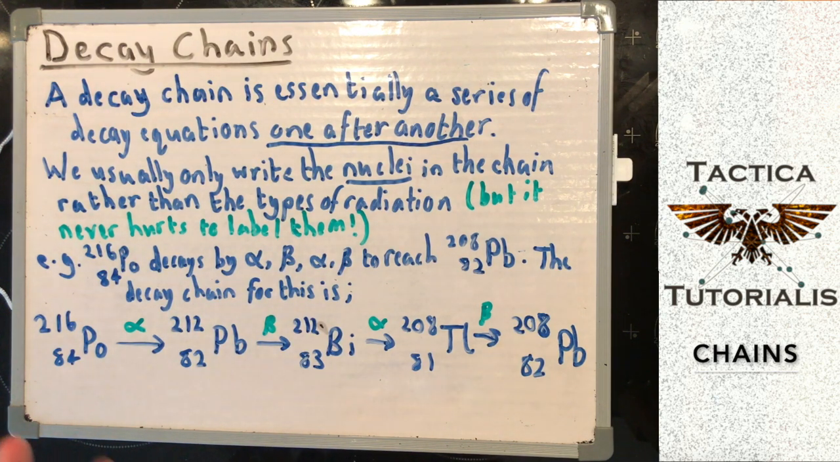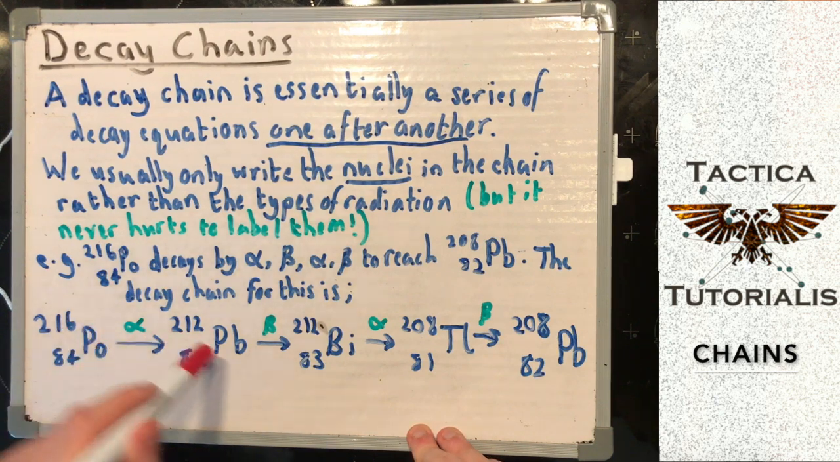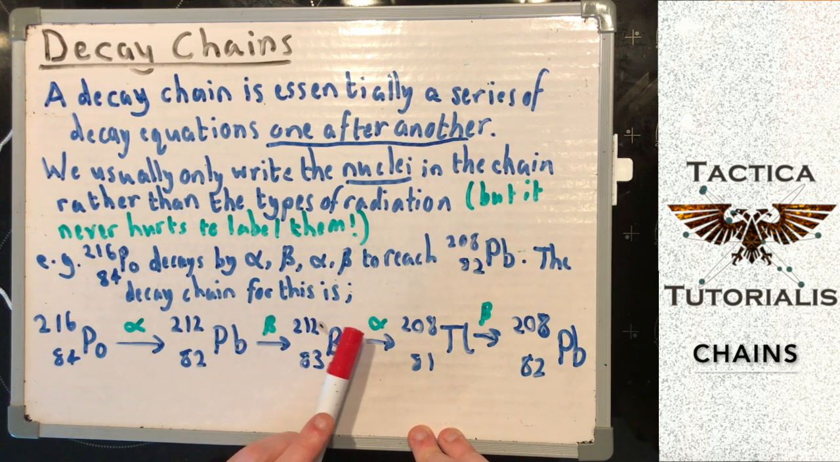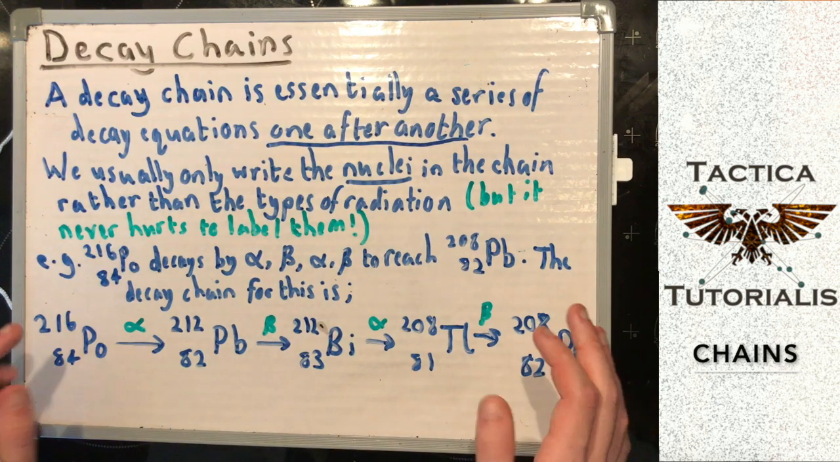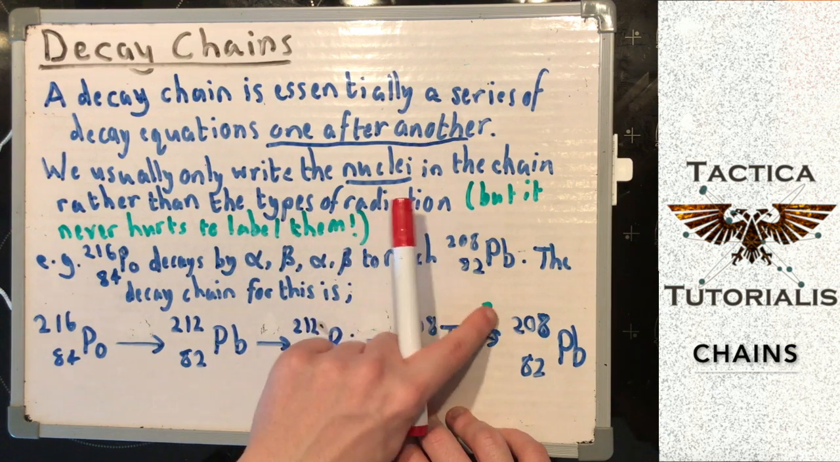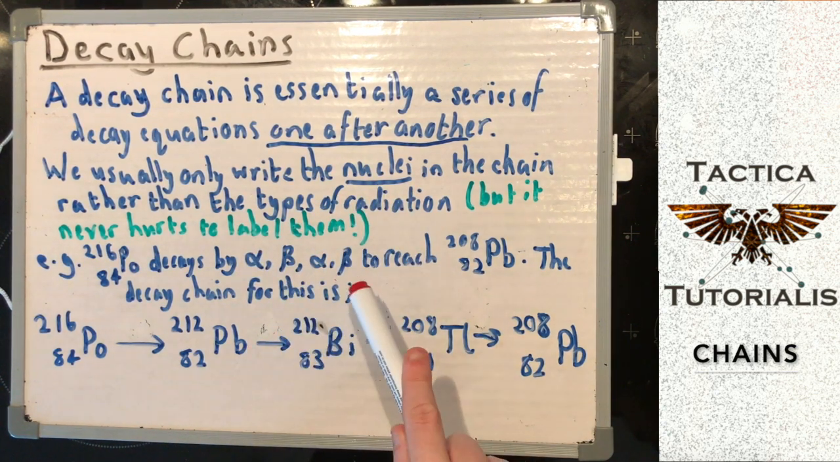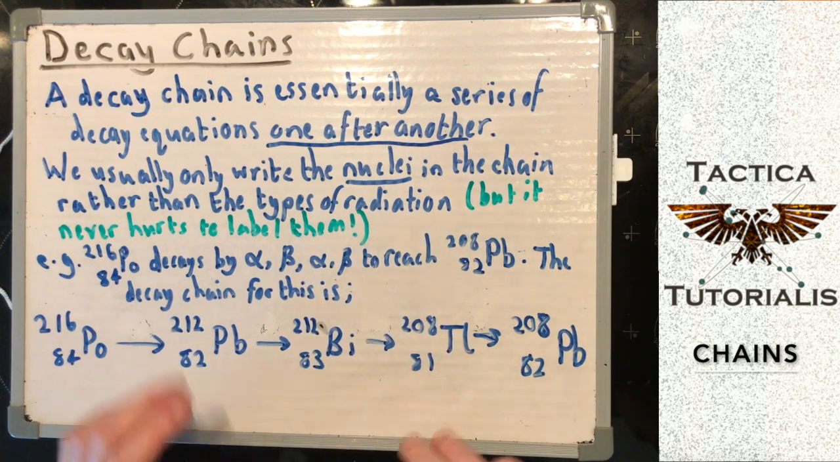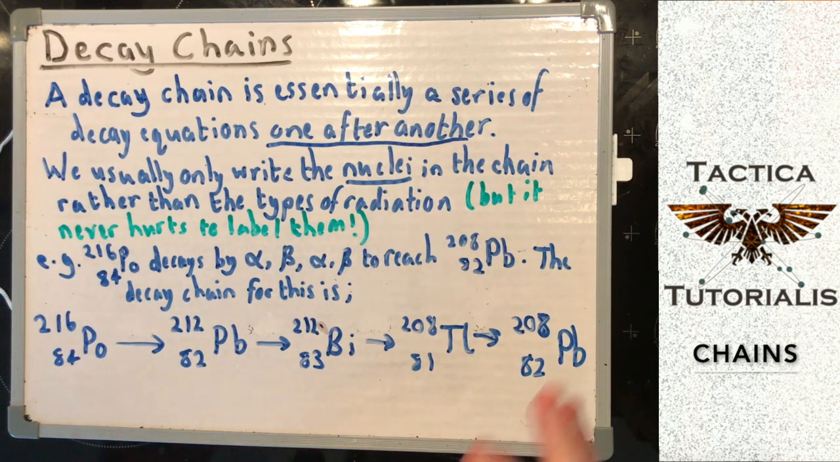Now, there's nothing to stop you writing down lead 212 plus alpha 4 2 goes to bismuth 212 plus beta 0 minus 1. However, this is the shorthand. You wouldn't even need to write these little symbols for which decay is happening where, because you're told in the question quite often what decays are happening and in what order. There's going to be another example of this that I'm going to put up on the screen for you, and you'll have a chance to work on that, and the solutions for it will be in the description. But that is how decay chains go.